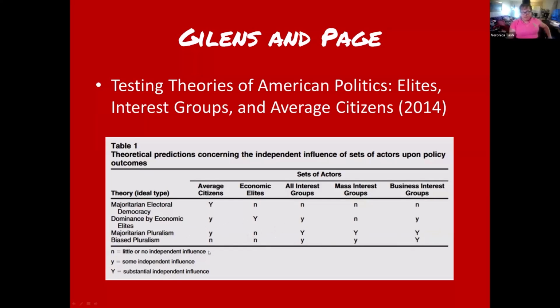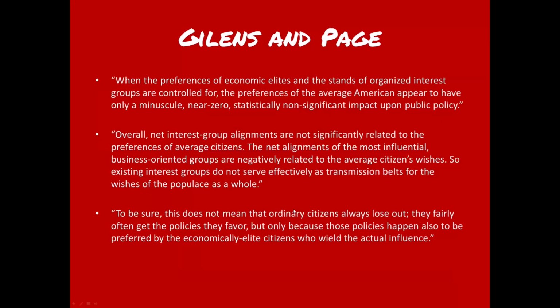And last is biased pluralism, where all interest groups, and specifically the mass interest groups, have little influence, but you have a whole lot by business groups. And they looked at the policies, who wanted what, to figure out what went where. What is the United States? And so I want to give a few of the quotes from their conclusion.